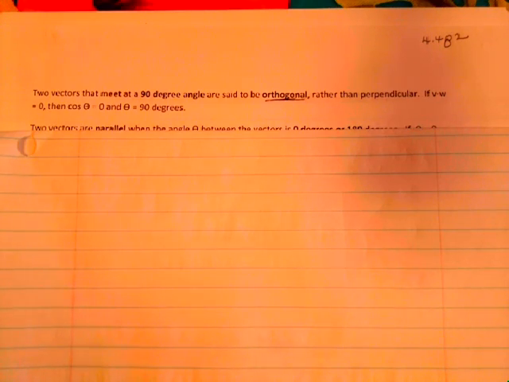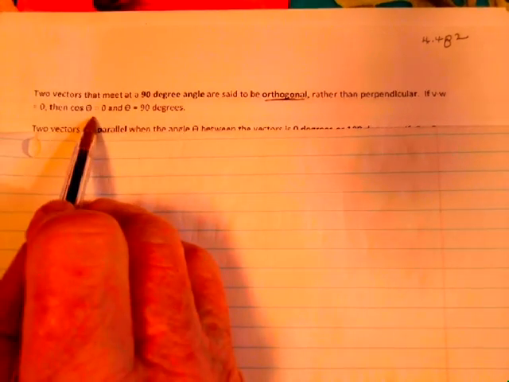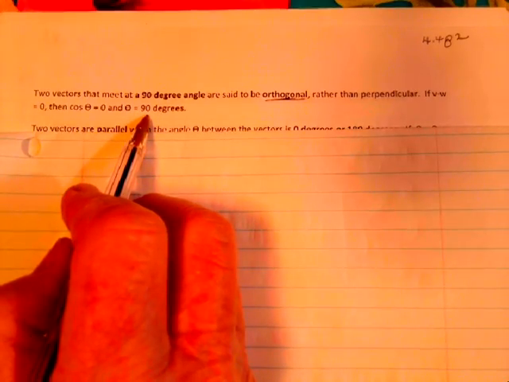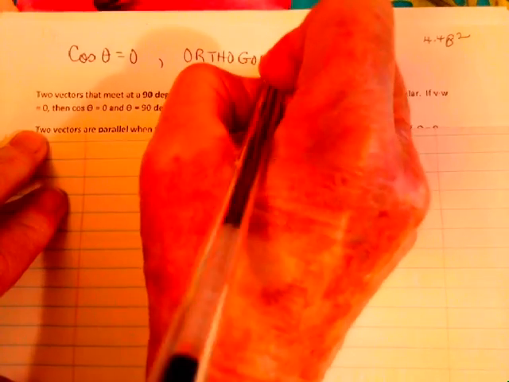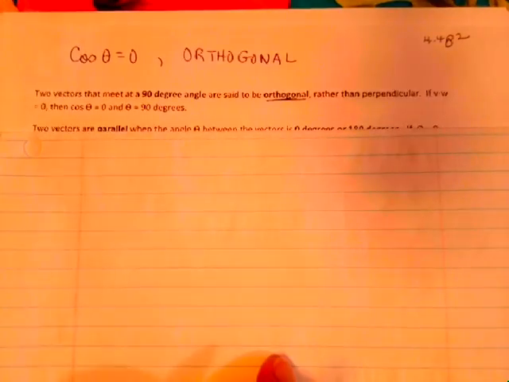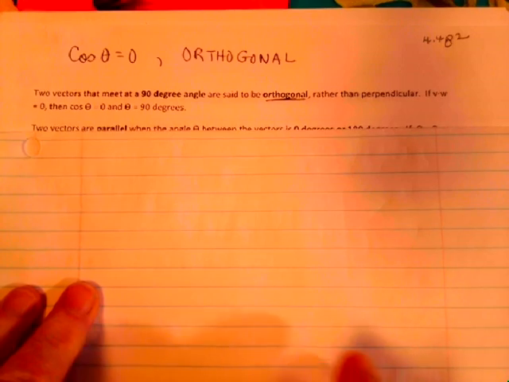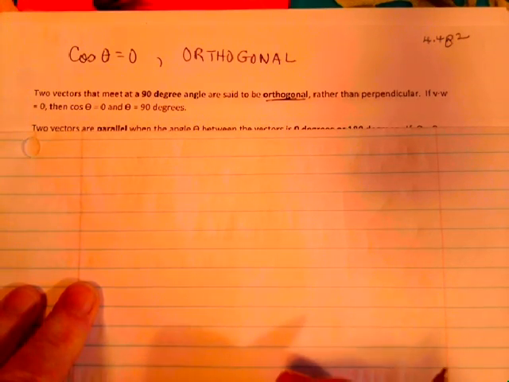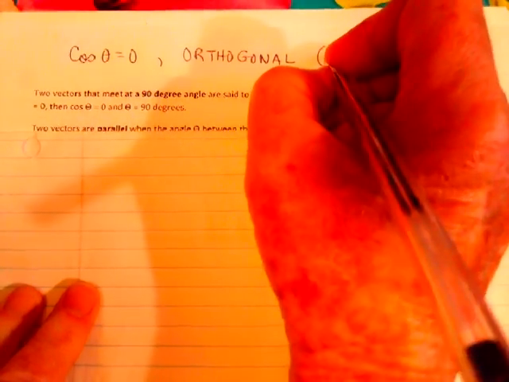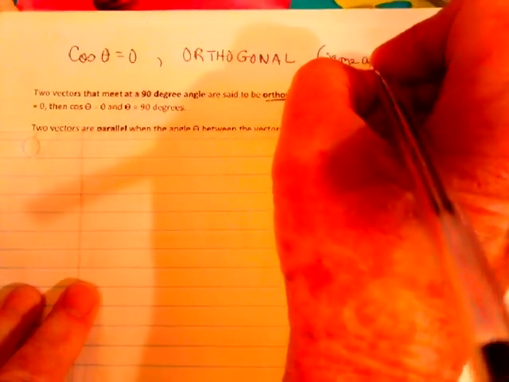If v dot w equals 0, then the cosine of theta is 0, and theta equals 90 degrees. So make yourself a note. Cosine of theta equals 0, then this is orthogonal. You don't have to worry about your denominator, because if you got 0 in the numerator, you know that the whole value of the fraction is 0. That is the same as perpendicular.